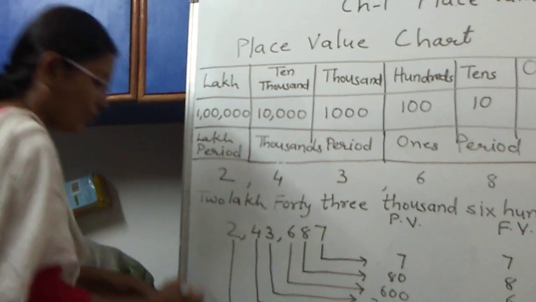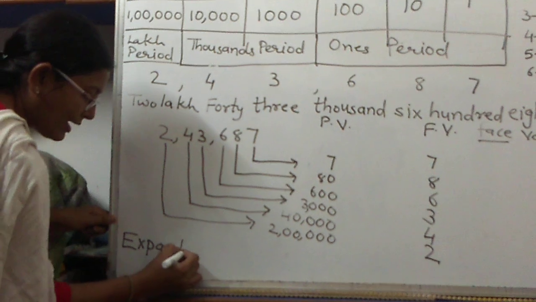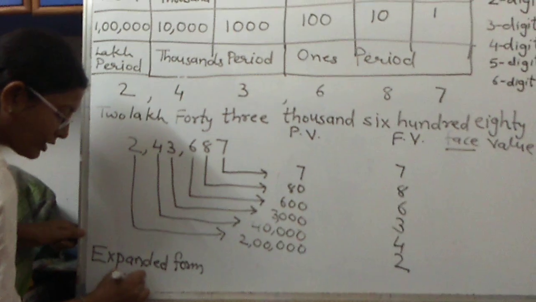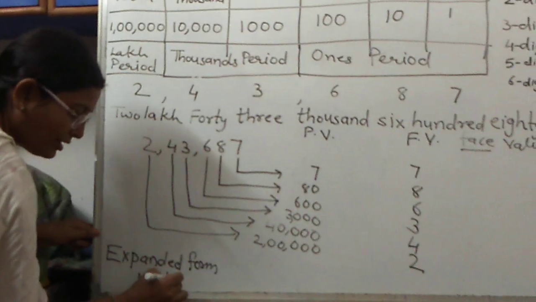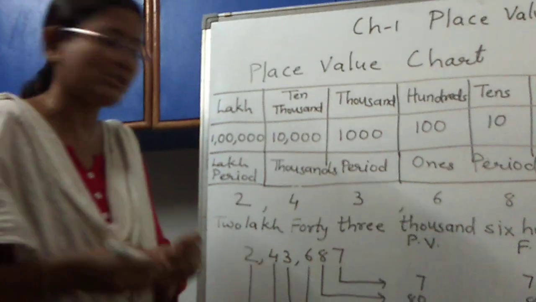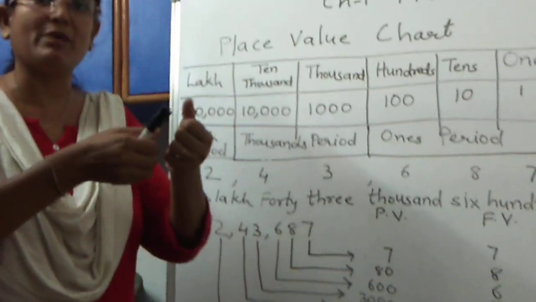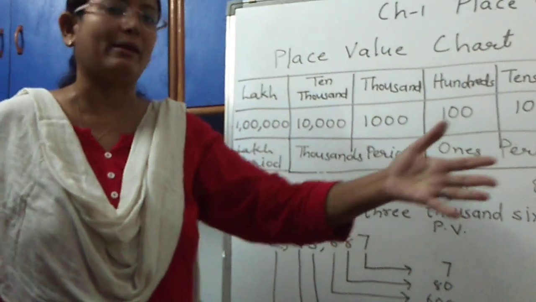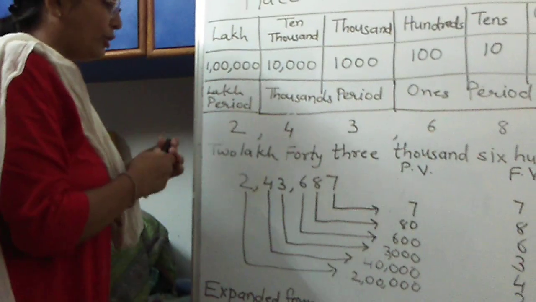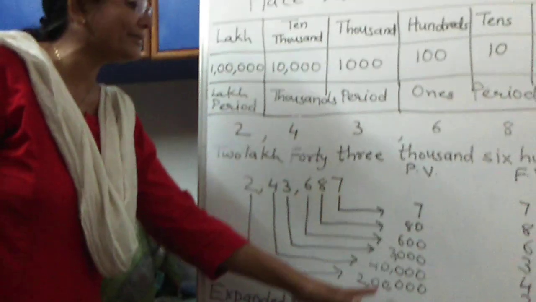Okay. Now one more thing I will explain to you, that is called the expanded form of it. Expanded form, or you can say expanded notation. Anything you can say, expanded form or expanded notation. Now what does expand mean? To expand means to make something bigger. If you want to make something bigger, you will expand it. So this number we are making big. How will we make it big? For that you have to use the place value of it. For making the number big, you have to use the place value.